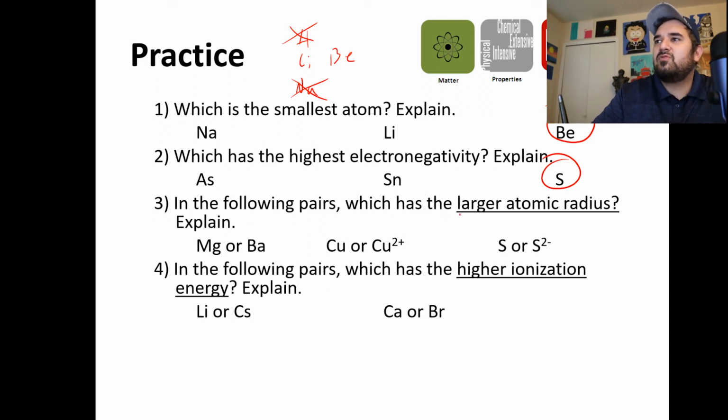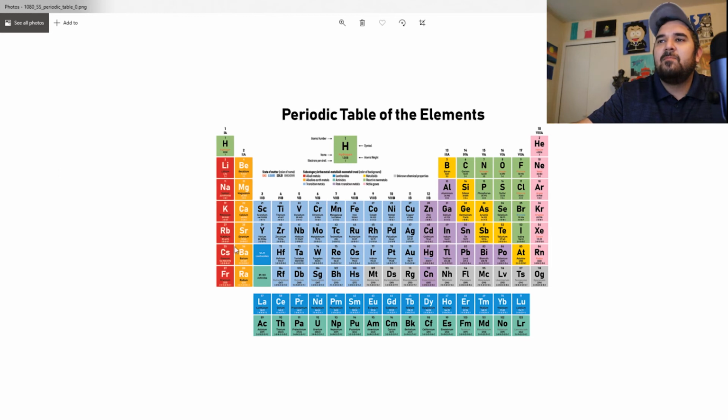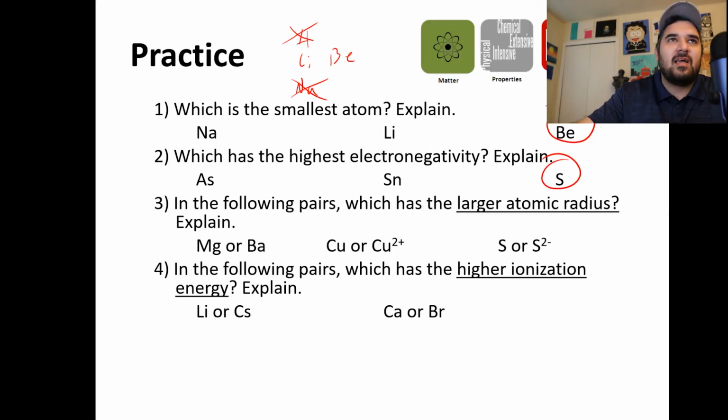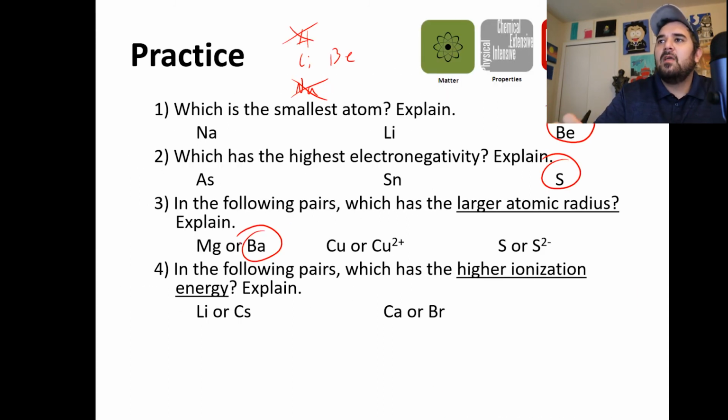And the following pairs, which one has the larger atomic radius? Explain. So first one says magnesium and barium. They're in the same group on the periodic table, both in group 2. Barium is much larger because it has more electron shells. Next one we have is copper or copper 2 positive, which means this one has 2 fewer electrons. When it has a positive charge, that means it lost 2 electrons, so this one is going to be smaller. So copper is going to be larger.